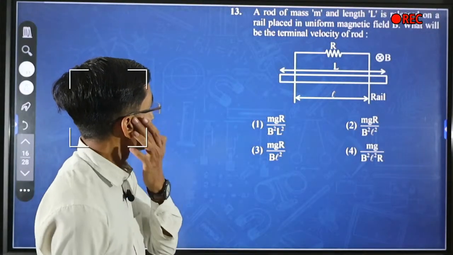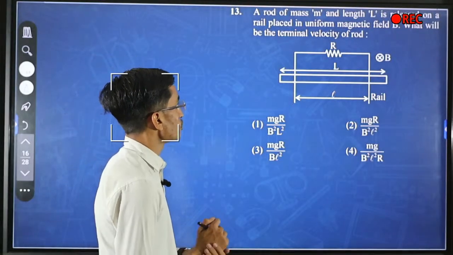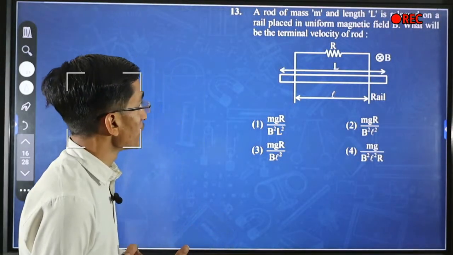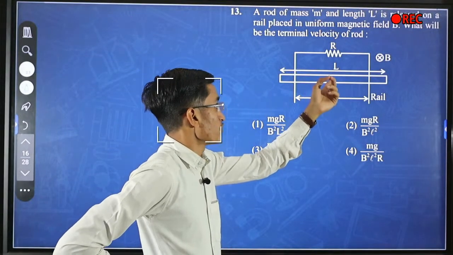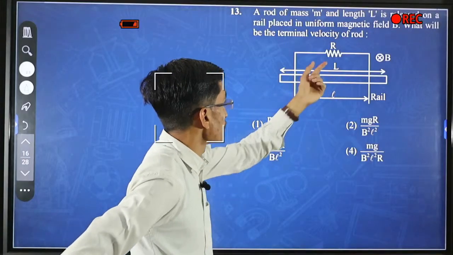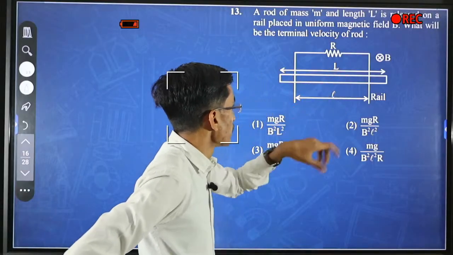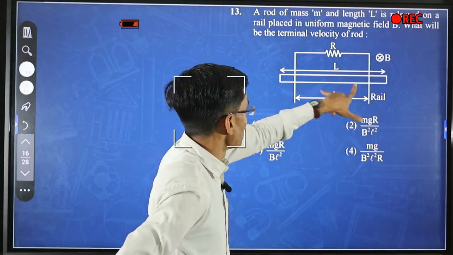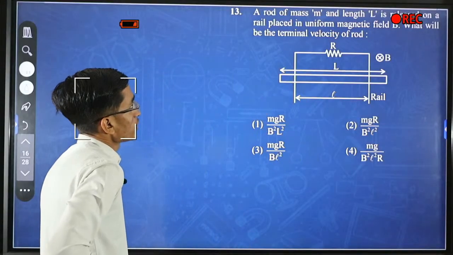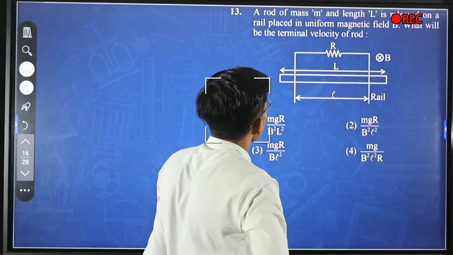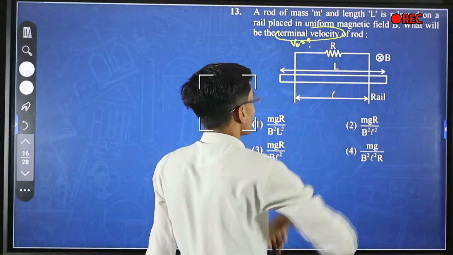13th question. A rod of mass small m and length capital L is released on a rail placed in a uniform magnetic field B. What will be the terminal velocity of the rod? We have to find the terminal velocity of this rod. Here, there is a magnetic field inside, and the length of this rail is L. Okay. So we have to calculate the terminal velocity, V naught, of this rod.